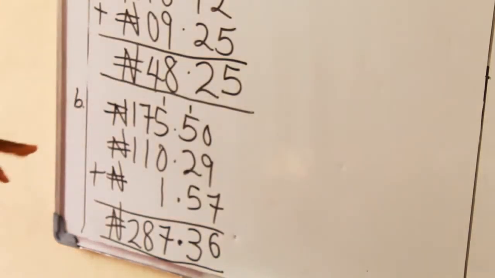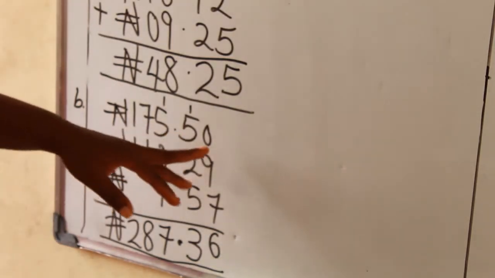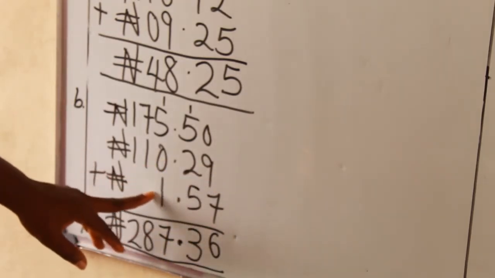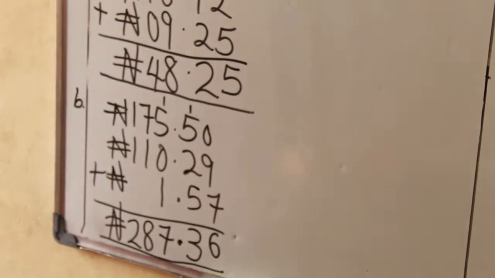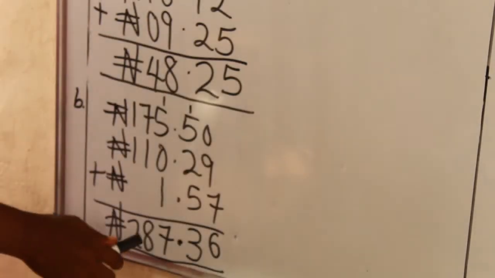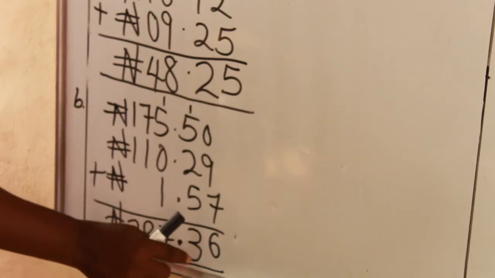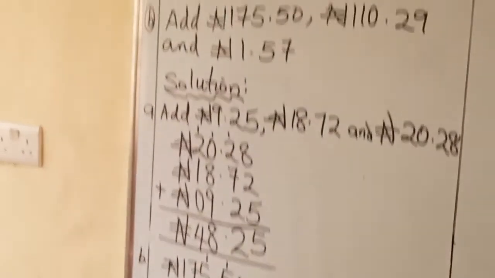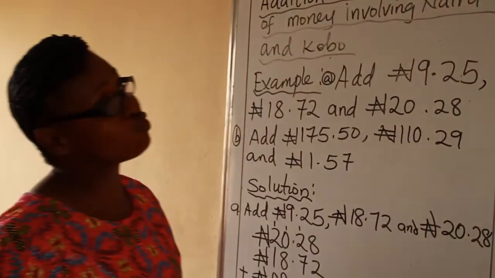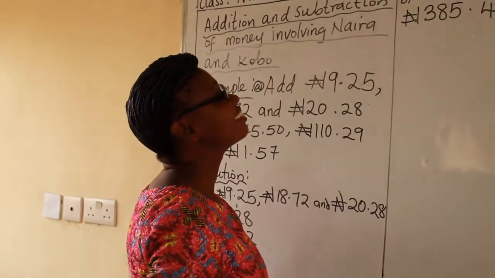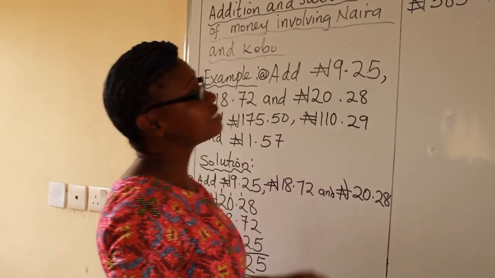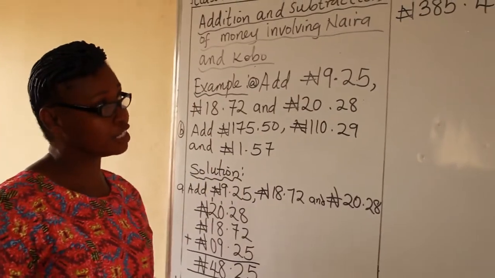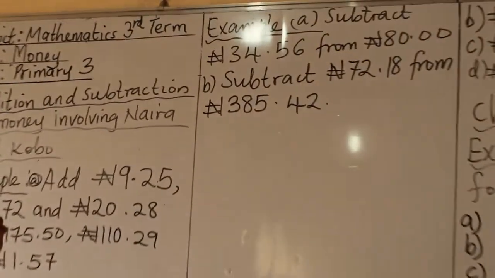So we have added 175 naira 50 kobo, 110 naira 29 kobo and 1 naira 57 kobo to get 287 naira 36 kobo. Children, I hope you are flowing with me, and I believe I'm not too fast. Well done. Okay, we take examples now on subtraction of money involving naira and kobo.